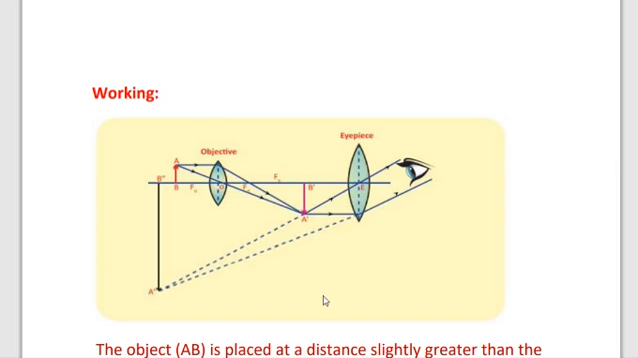Both the lenses are fixed in a narrow tube with adjustable position. We can change the distance between the objective lens and the eye lens. Then the working: the object AB is placed at a distance slightly greater than the focal length of the objective lens.